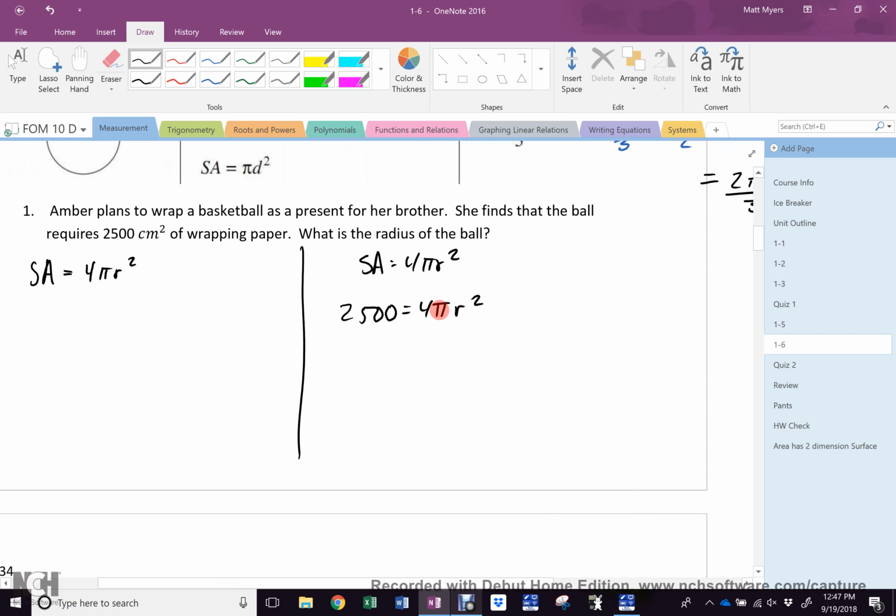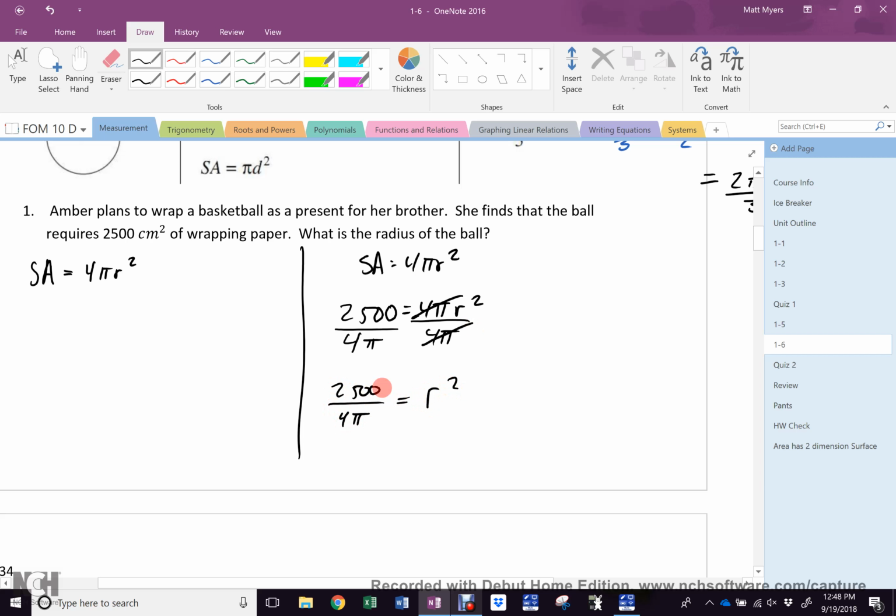So, how am I going to get rid of this 4? I'm going to divide by 4 because the operation that 4 is doing is multiply. So now I have changed one side of the equation. So what must I do to the other side? You have to do the same thing, or it's not going to be equal. How do I get rid of this pi? I divide by pi. So what do I do over here? Divide by pi. Now I have the same thing on the top and the same thing on the bottom. Boom, boom. Now I have r squared equals 2,500 divided by 4 pi.